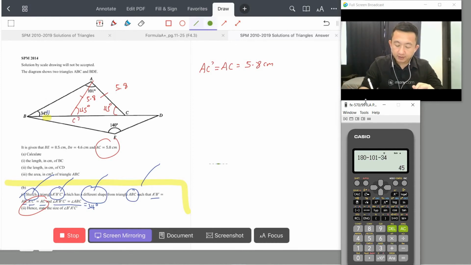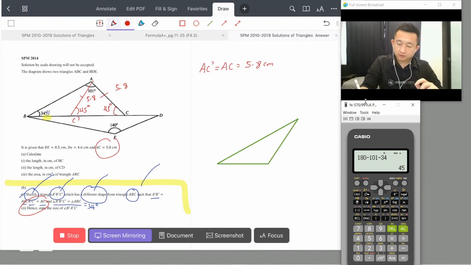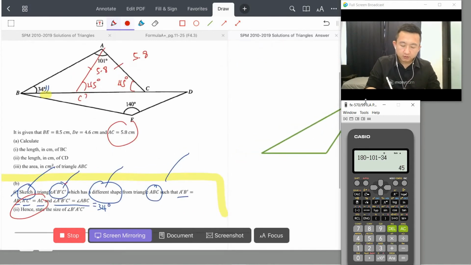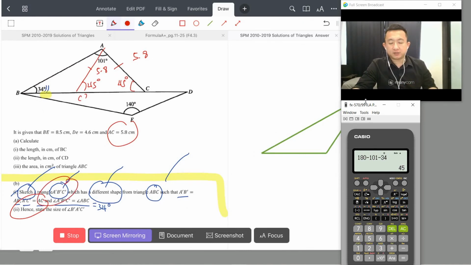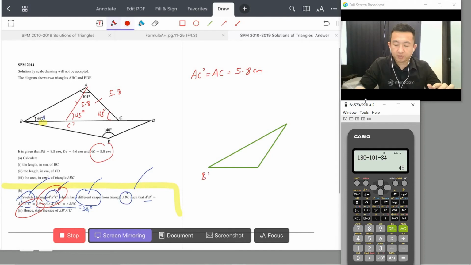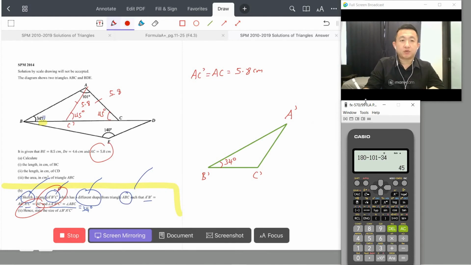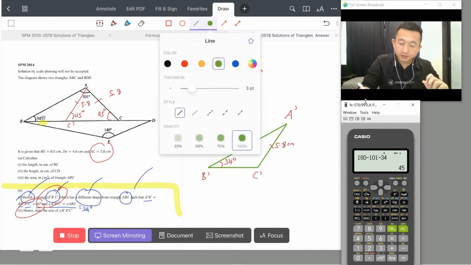So you have BC and also BA and also AC. Okay, look at this one. We are sketching A prime, B prime, C prime. So you no longer put B, but B prime. It's a different shape, so you have to label it as B prime in this case. And this one no longer A, but A prime. And this one C prime. And this never changed, 34. Do we know AB? No, we don't know. Do we know A prime C prime? Yes, 5.8 cm.